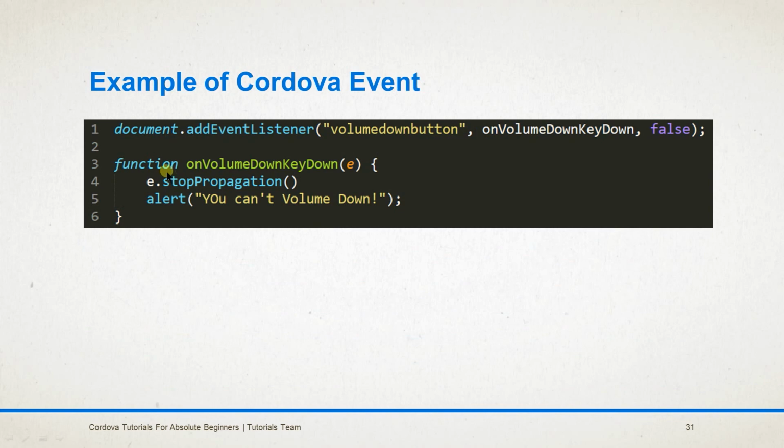First of all, we need to create the function or the listener, and then we need to add the event listener to the document. We need to specify the event name, the event listener, and whether it will prevent or not.